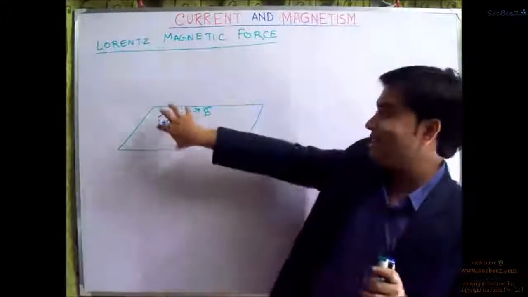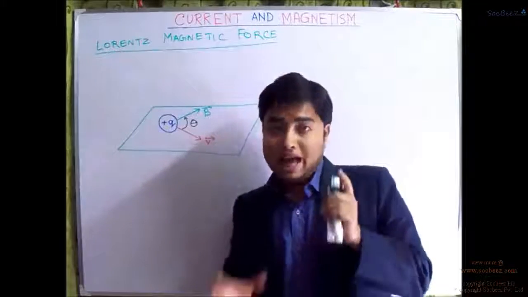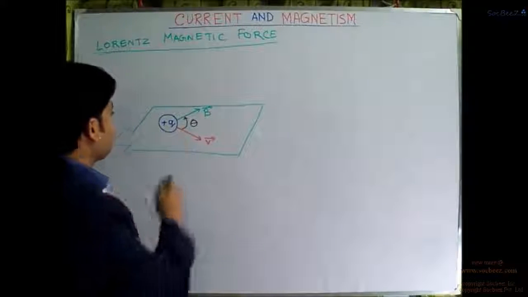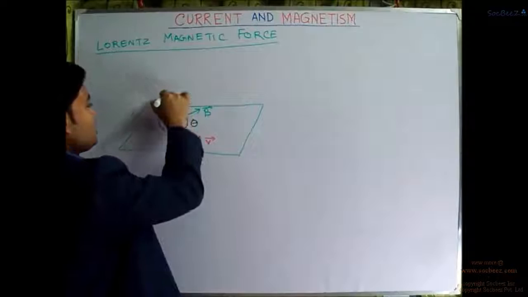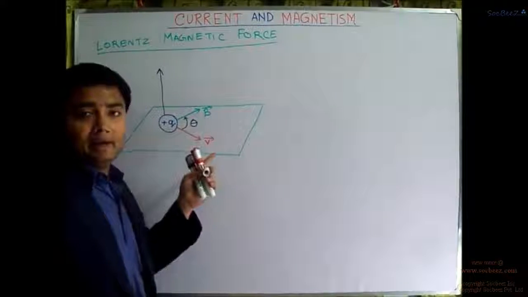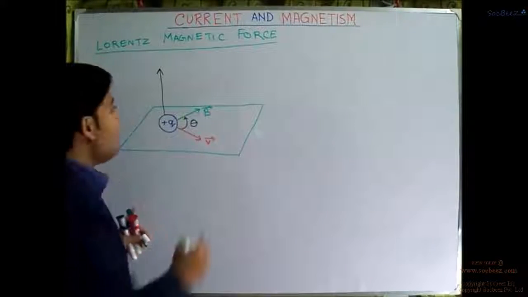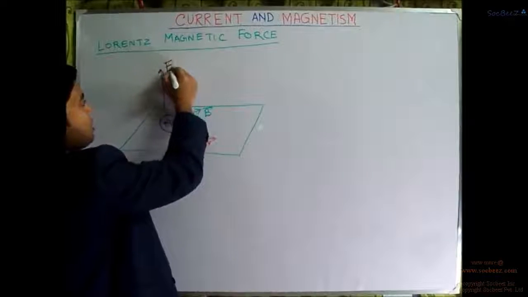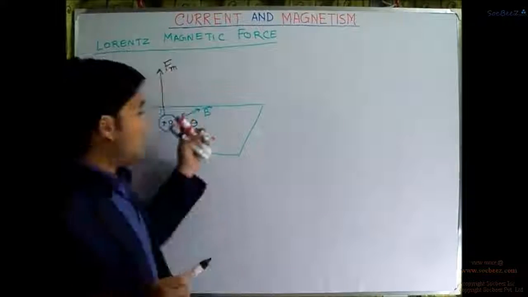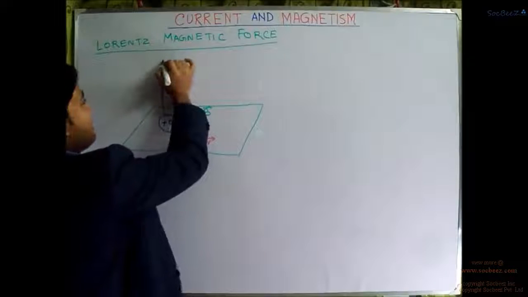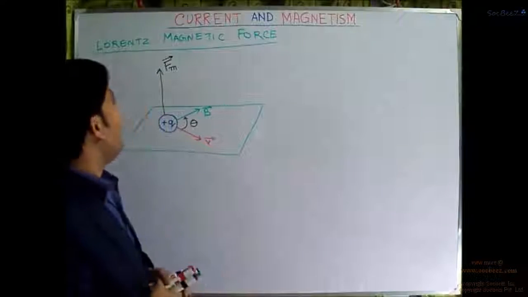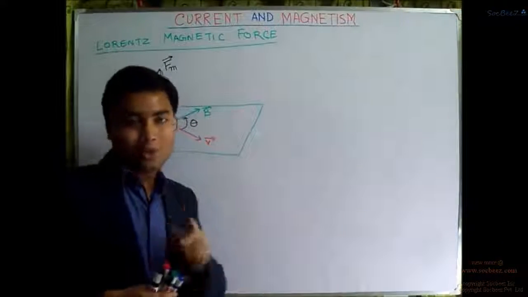In that circumstance, this charge gets a kind of force that is perpendicular to the plane of V and B. But obviously this force is only due to the magnetic field, and that is the reason why we represent this force as Fm. This Fm is known as the Lorentz magnetic force, right?